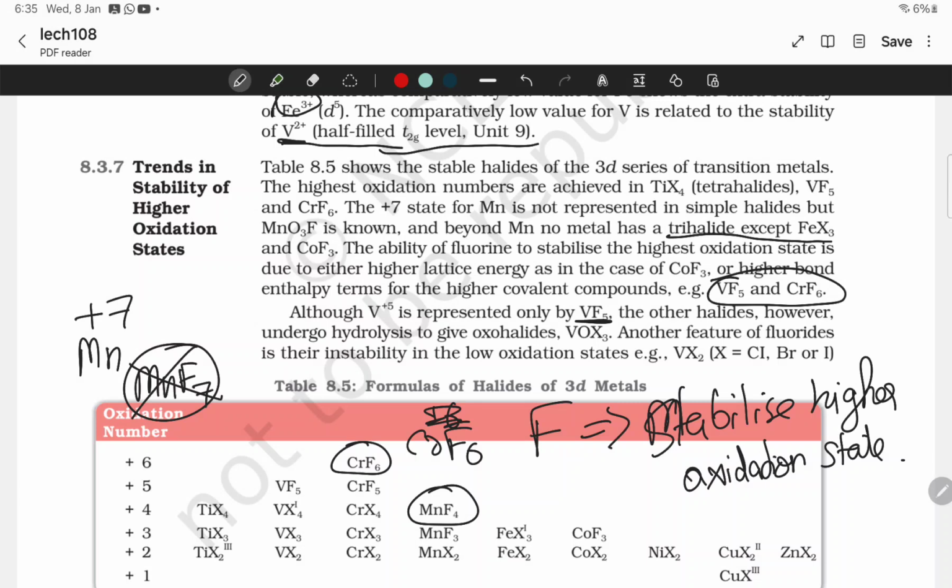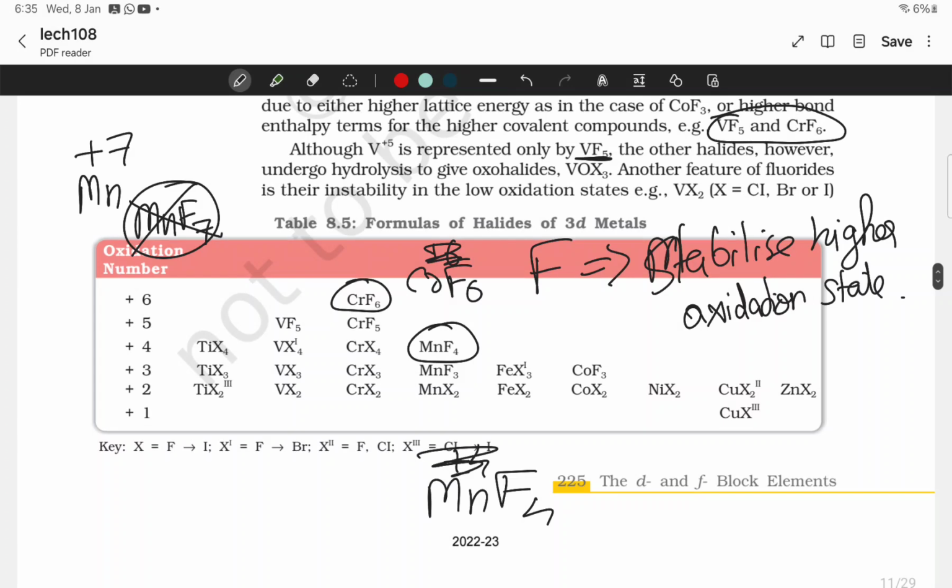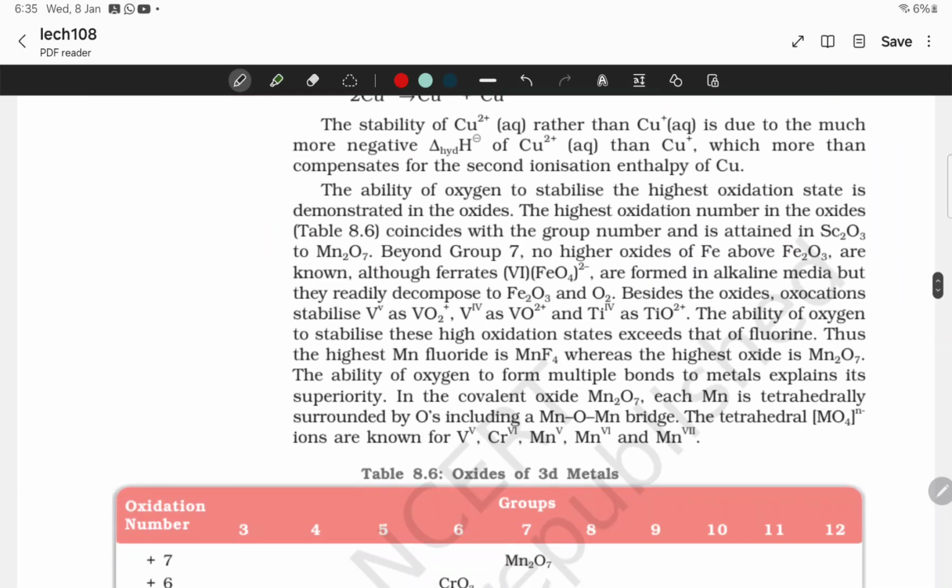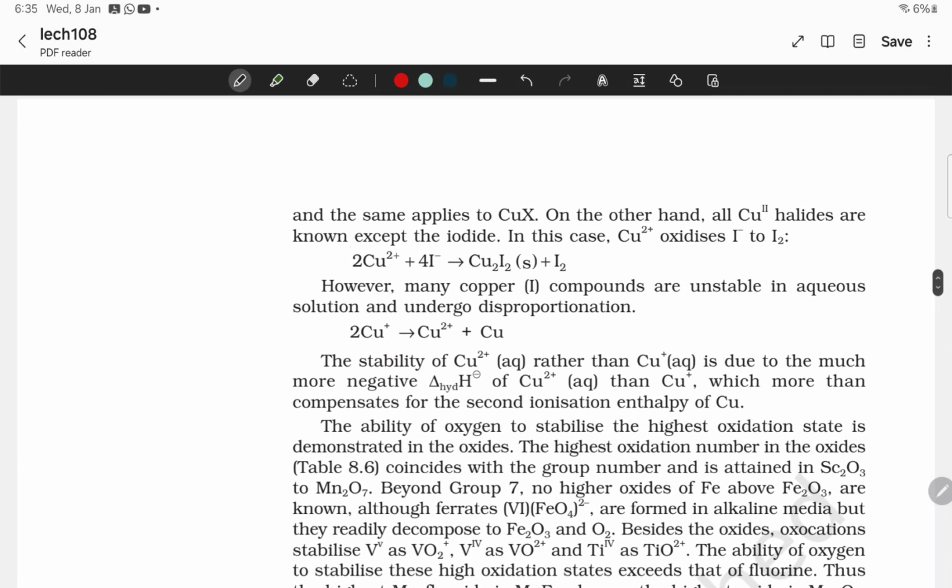The other halides, however, undergo hydrolysis to give VOX3. Another feature of fluorides is their instability in lower oxidation states. They are unstable in lower oxidation states. In these oxidation states, they are not that stable. And the same applies to CuX. On the other hand, Cu2 halides are known except the iodide. In this case, Cu2 plus oxidizes I minus to I2.